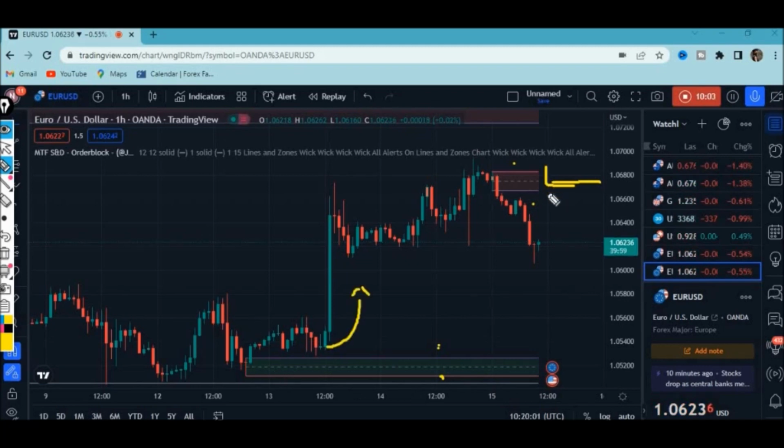Remember, there is an order block on this zone, and as well there is a supply and demand zone around that zone. So you're using like two confirmations for you to execute trades. That's why it's so easy, very easy for you to execute trades.